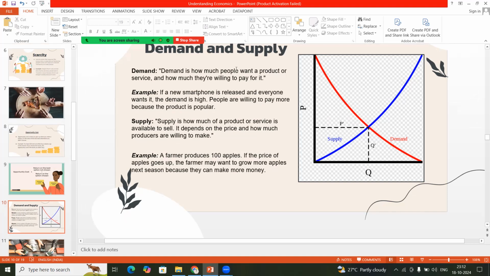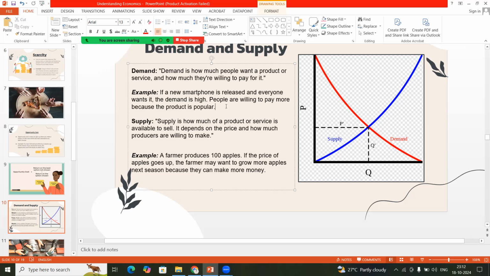Demand is how much people want a product or service and how much they're willing to pay for it. If a new smartphone is released and everyone wants it, the demand is high. People are willing to pay more because the product is popular. So obviously its demand will be higher in the market. The excess demand will push the price up for the smartphone.